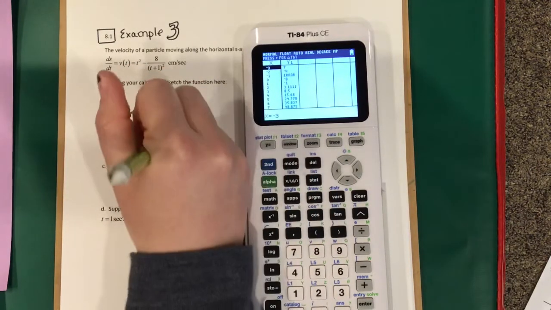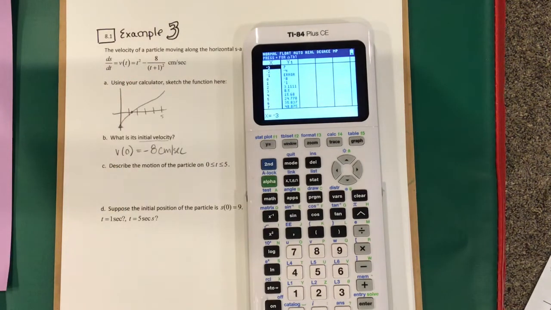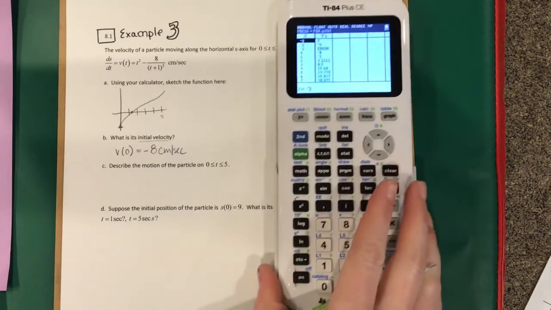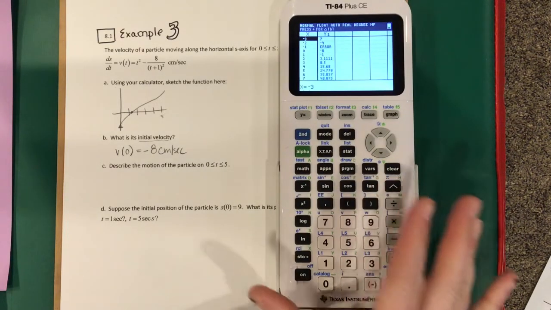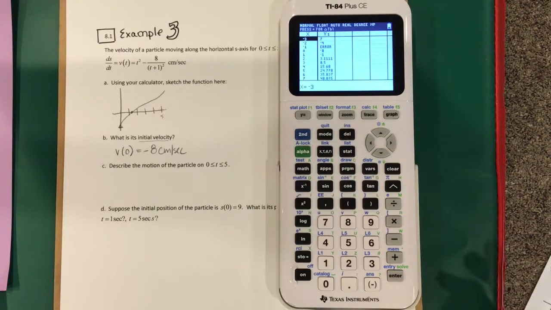And so my initial velocity is -8 centimeters a second. And so that's where we're starting. Now, the next part asks us to describe the motion of the particle from 0 to 5.